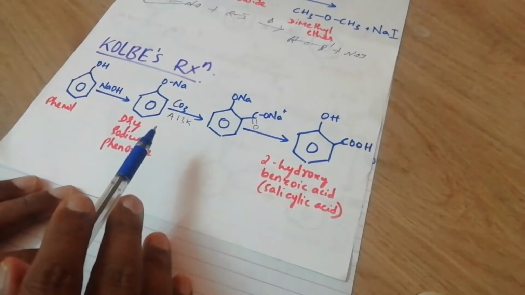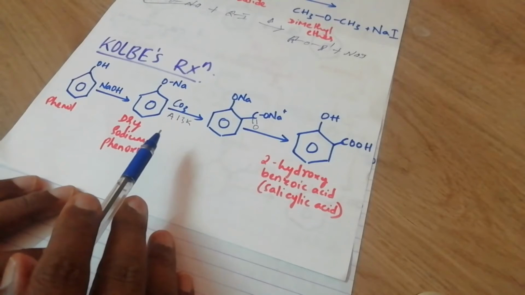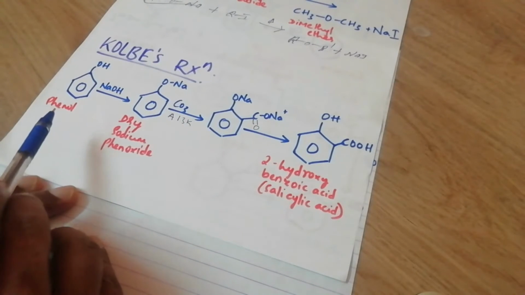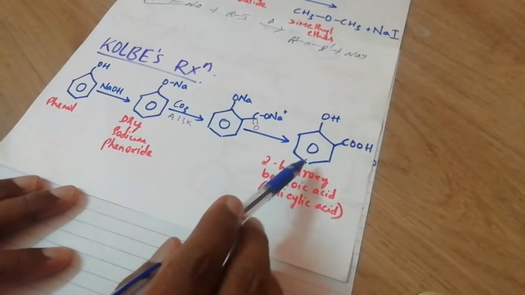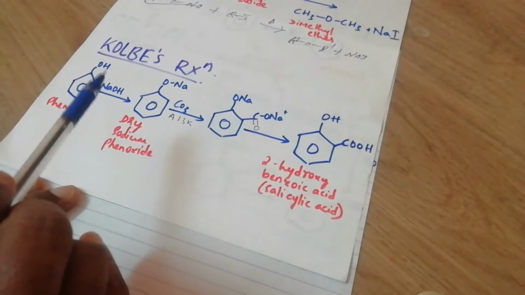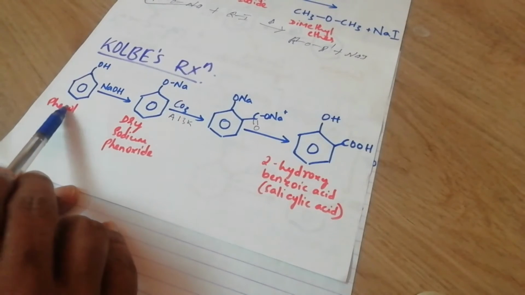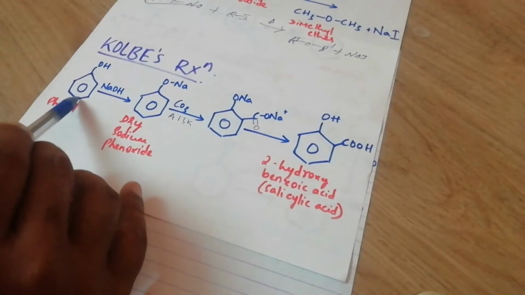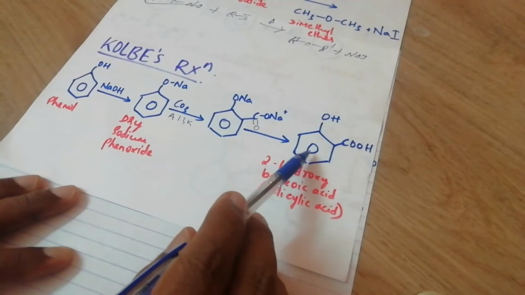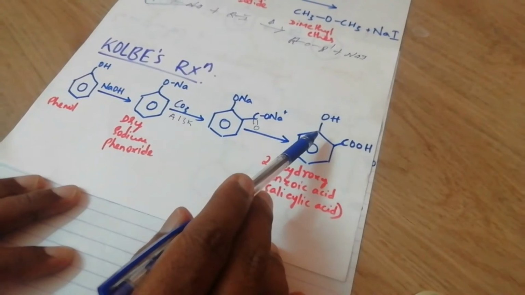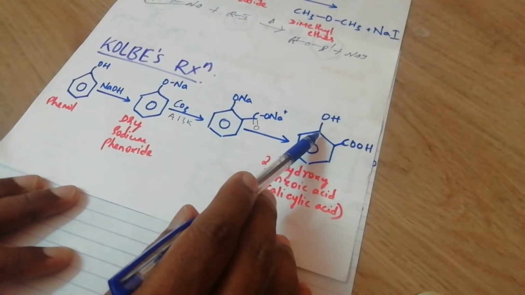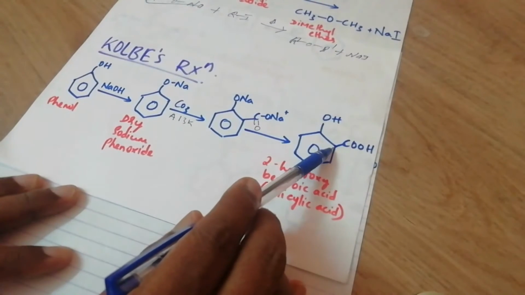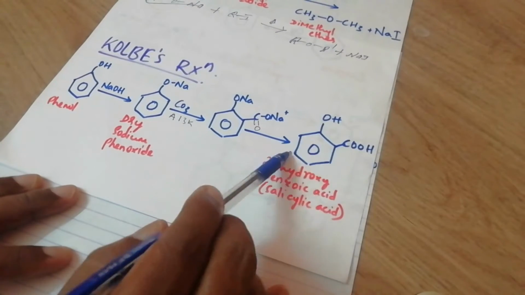The next naming reaction is the Kolbe reaction. This is the reaction of phenol. How to convert phenol into salicylic acid? This is phenol, OH group linked to the benzene. This is salicylic acid. Salicylic acid has 2 functional groups, one is the phenolic OH group, one is the COOH group. And this COOH carbon is number 1, this is 2, 3, 4, 5, 6.